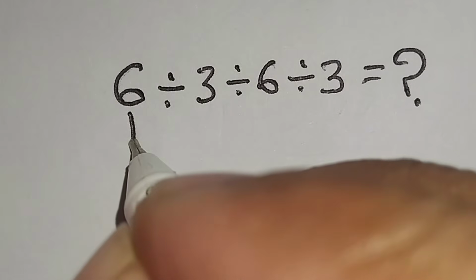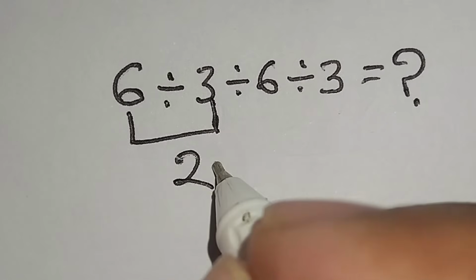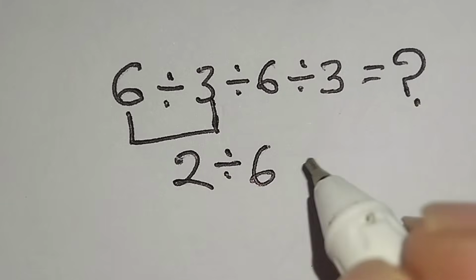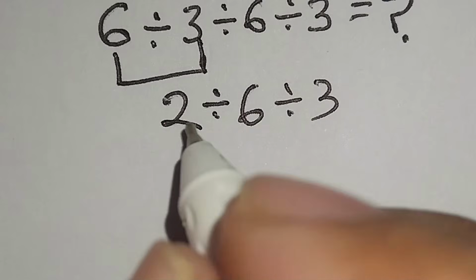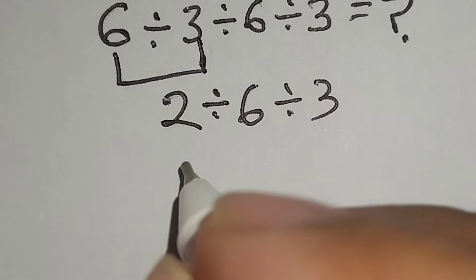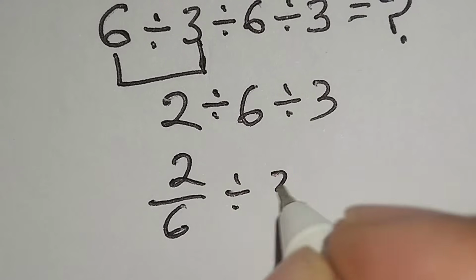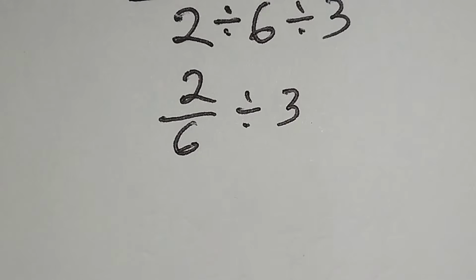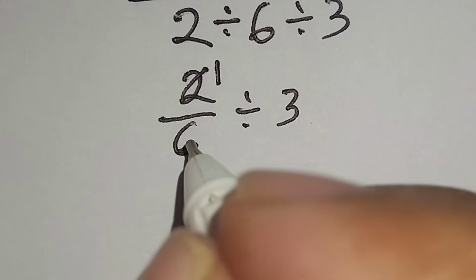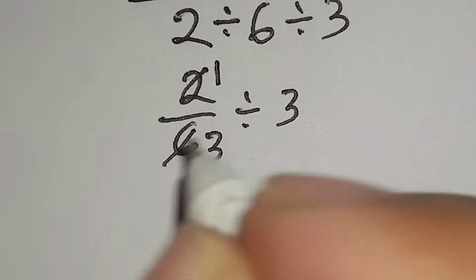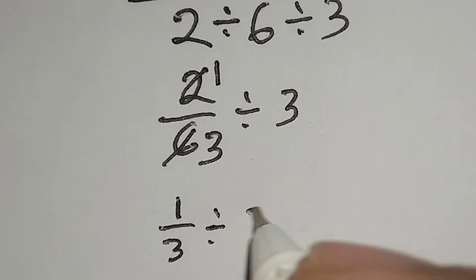So here 6 divided by 3 gives us 2, divided by 6, divided by this 3. Here 2 divided by 6, we can write this as 2 over 6, then divided by this 3. Here 2 divided by 2 gives us 1, 6 divided by 2 gives us 3. Here 1 over 3 divided by 3.